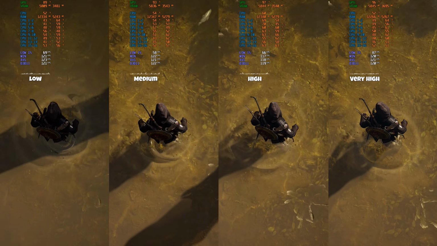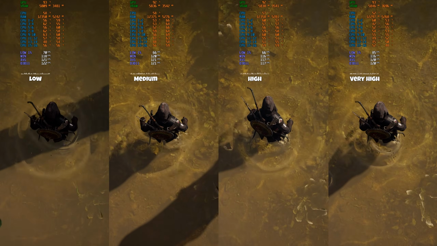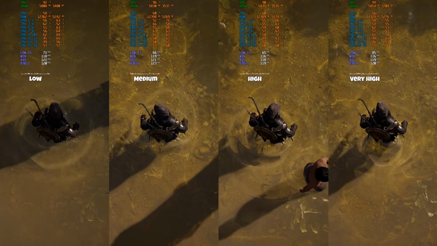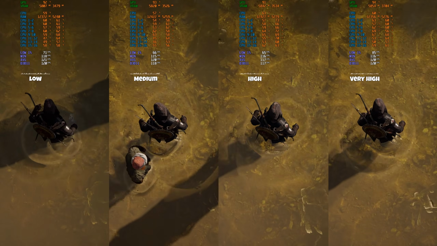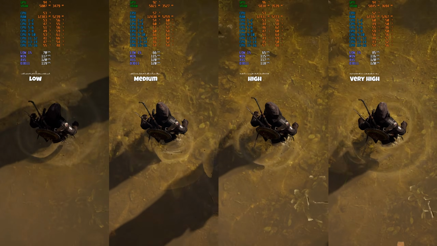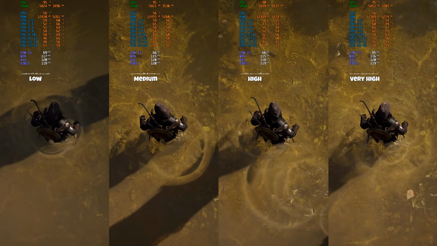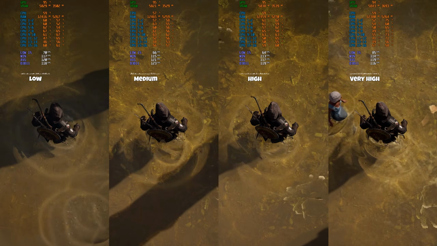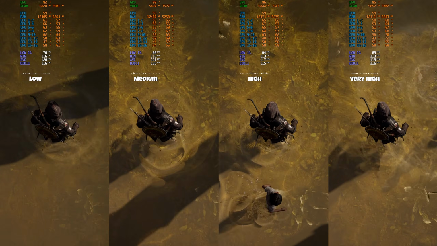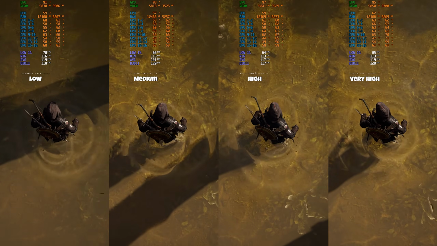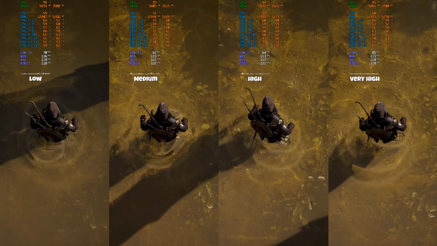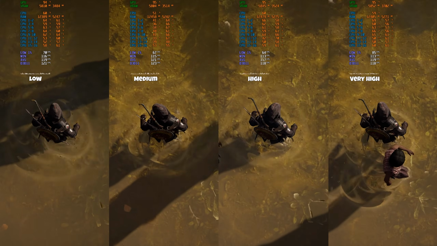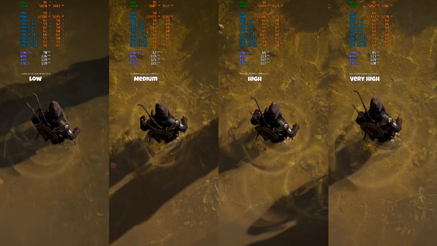You can also see, based on the ripples, that the ripples on low look very triangular, like they're not that accurate. Then on medium, they become more accurate, but still very inaccurate. And from high to very high, the ripples look better and look more accurate. Very high seems to also have the highest 1% lows, so I would definitely go with very high for this one. Unless you're having VRAM issues, then I would go to high.